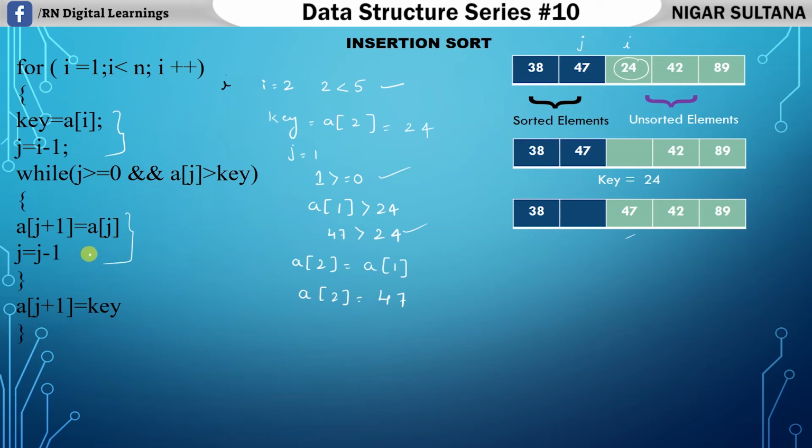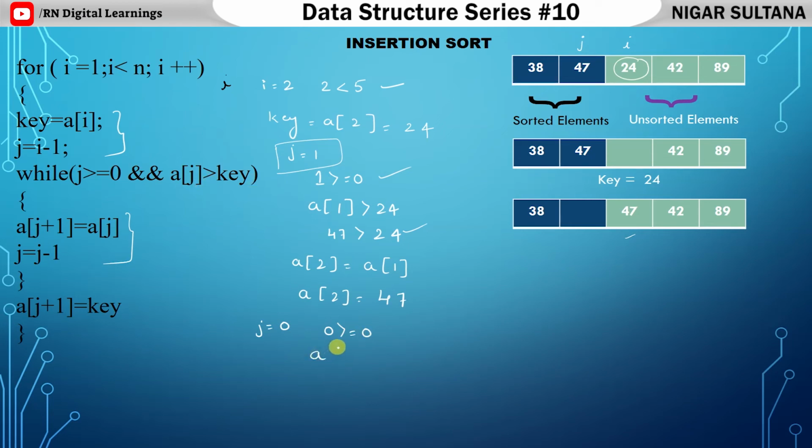Next, I must decrement the value of J. Initially, the value of J was 1. When I decrement, the value will become 0. Now, let's again check the condition. Is 0 greater than or equals to 0? This is true. And there is one more condition.